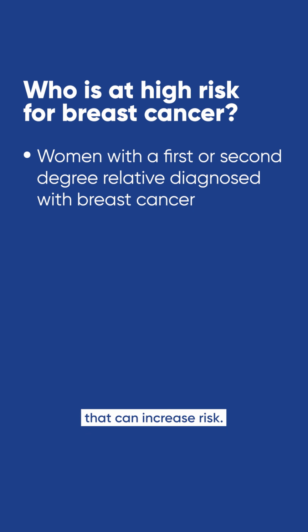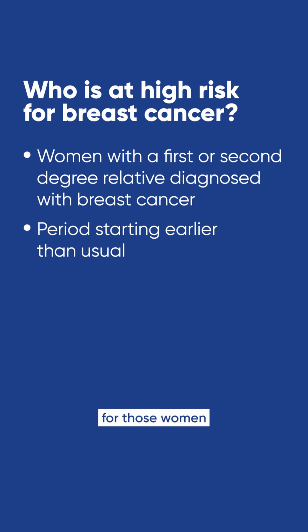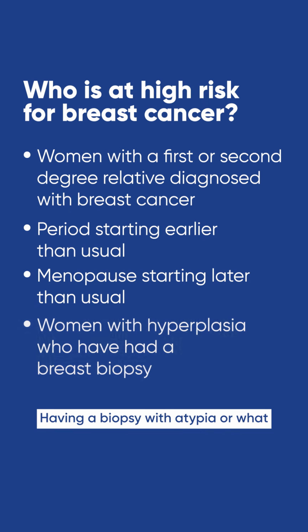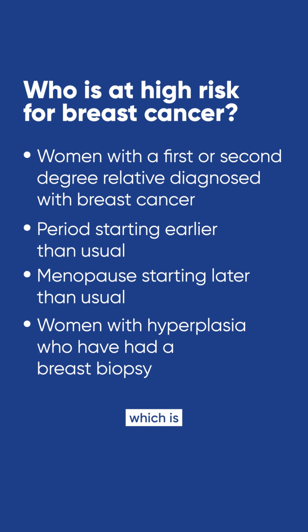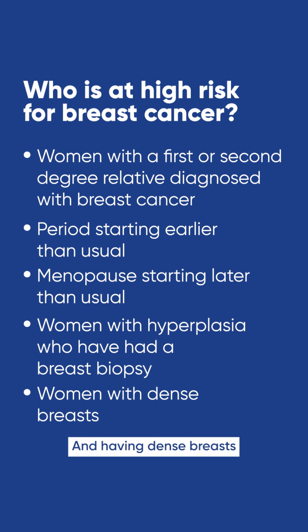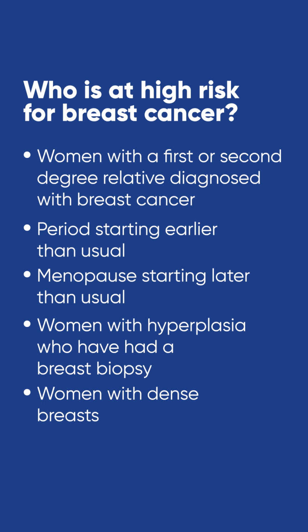but there are other things that can increase risk. For instance, having your periods at a young age, and those women who are menopausal, having their menopause at a later age. So that's a longer period of time that their bodies are exposed to their own hormones. Having a biopsy with atypia, or what we call hyperplasia, which is the ducts are very active, almost too active, can put someone at a higher risk. And having dense breasts can put someone at a higher risk.